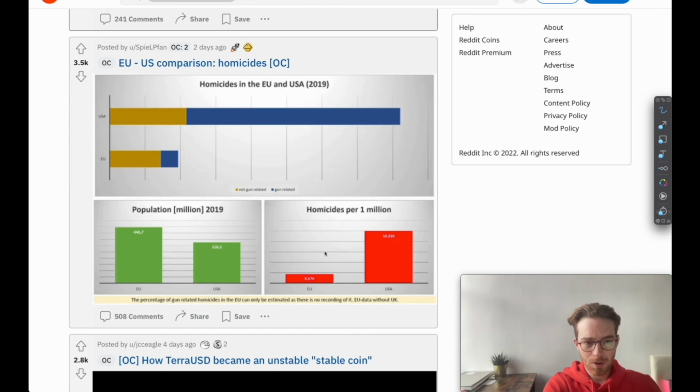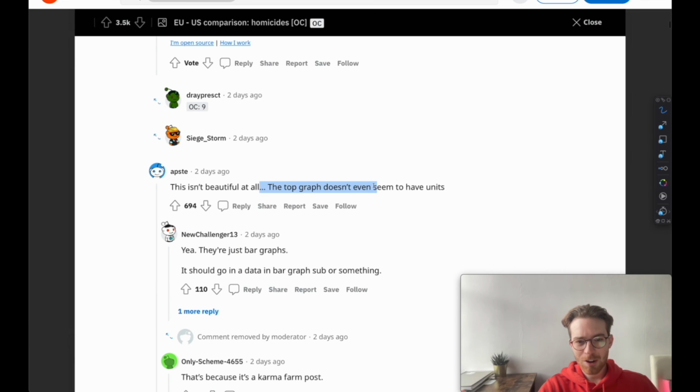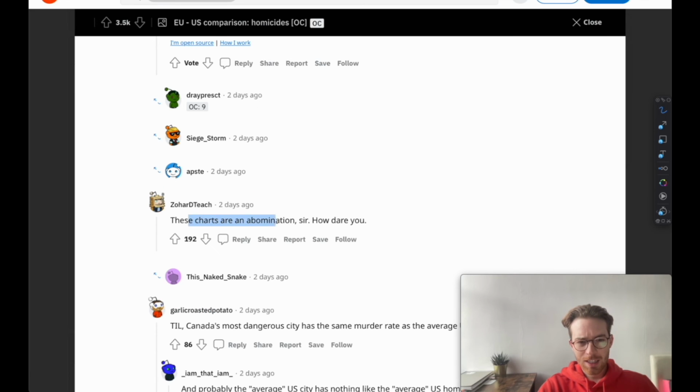Let's see what some of the commenters have said here. Where are the axis labels? NOP's asked, probably. Okay. This isn't beautiful at all. The top graph doesn't even seem to have units. Yeah, I mean, we pointed that out. These charts are an abomination. How dare you? They're strong, Zohar D teach, but okay.